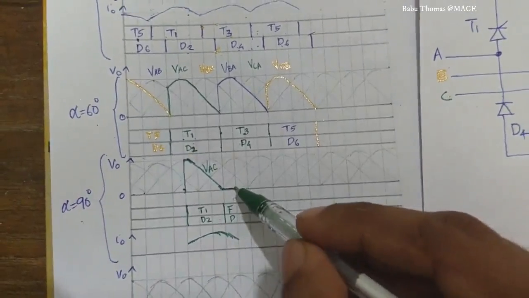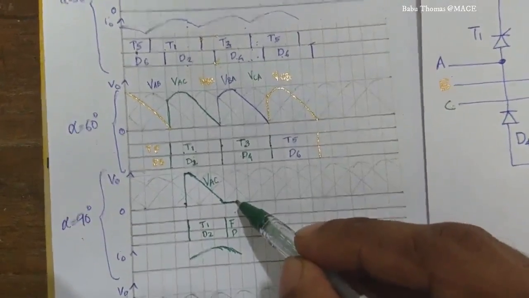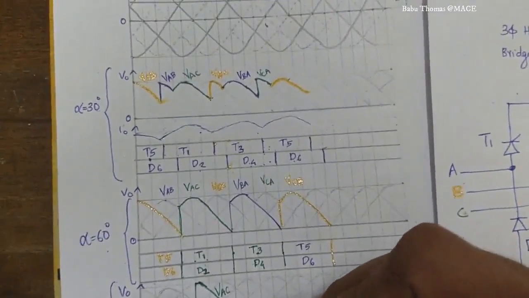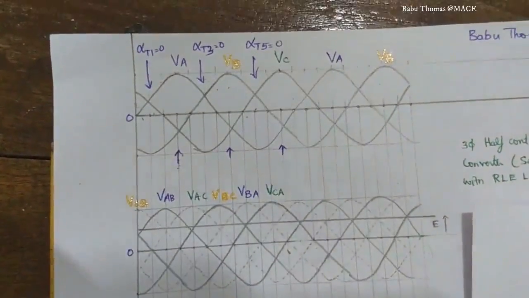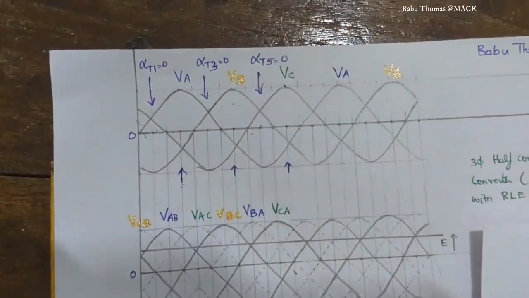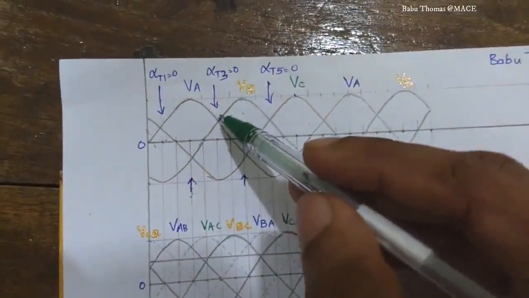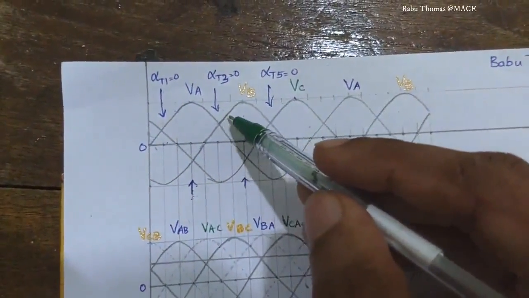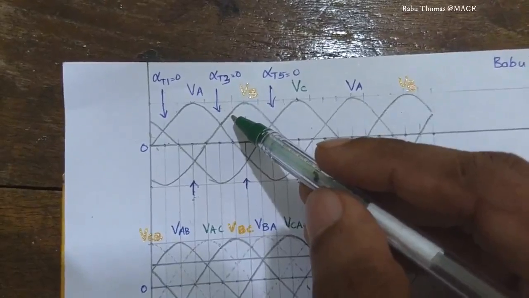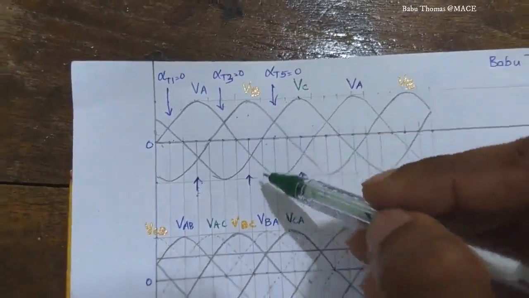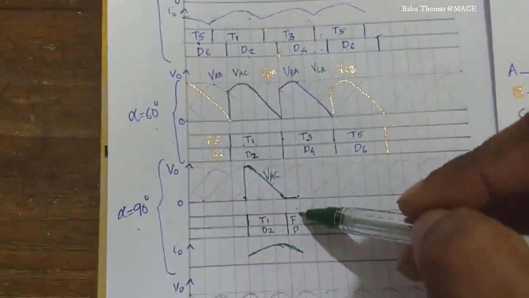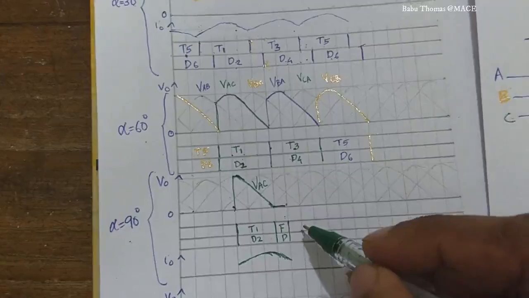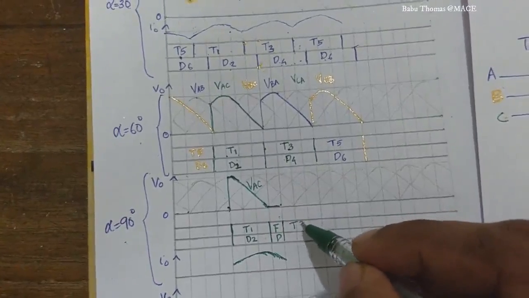Now at this instant you can see that the thyristor T3 is triggered at an angle alpha equal to 90 degrees. So effectively this was alpha equal to 0. So 30, 60 and 90. So when we are tracing it down, this is the point where I can turn on the thyristor T3.